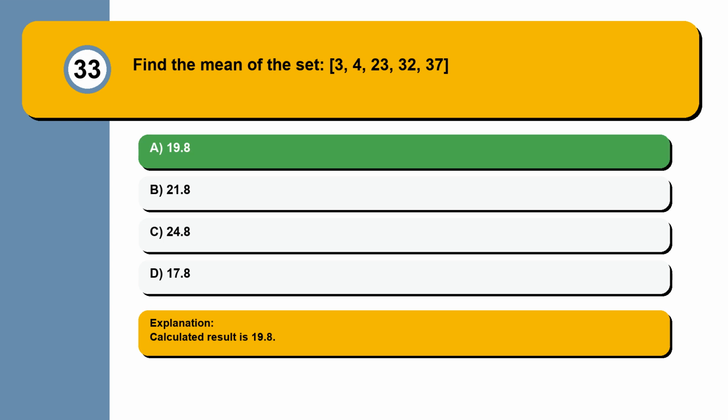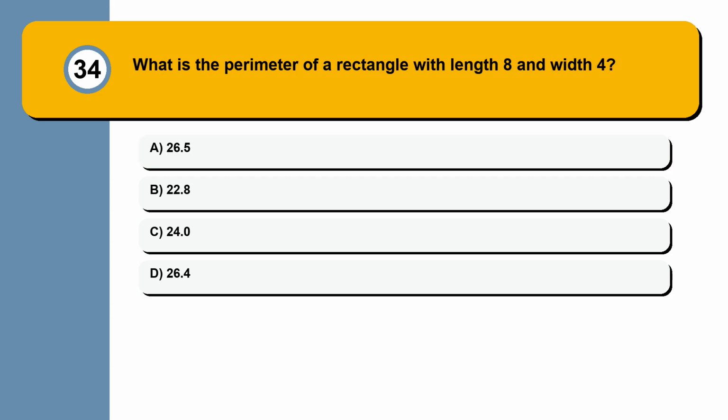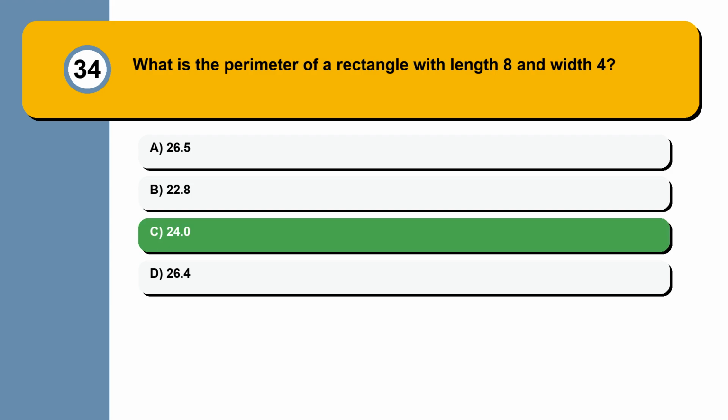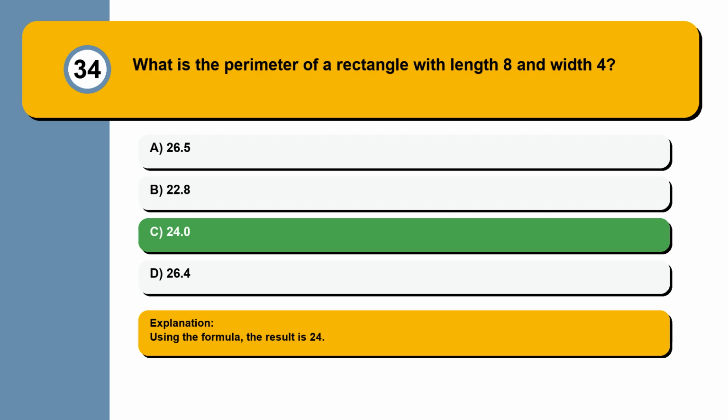Calculated result is 19.8. Question 34. What is the perimeter of a rectangle with length 8 and width 4? 26.5, 22.8, 24.0, 26.4. Using the formula, the result is 24.